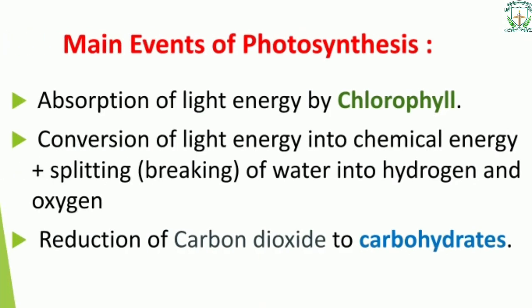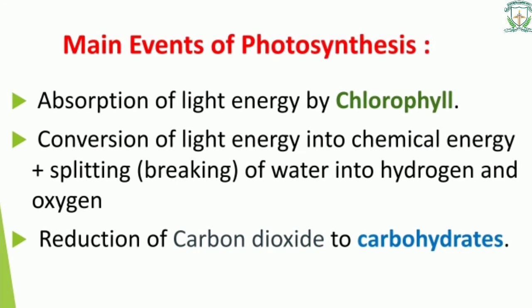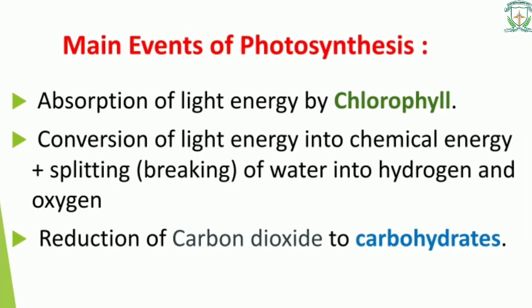Children, now we are going to see the main events or steps of photosynthesis. Children, you know that there is a requirement of sunlight or light energy for this process. The sunlight is going to be absorbed by the pigment chlorophyll.